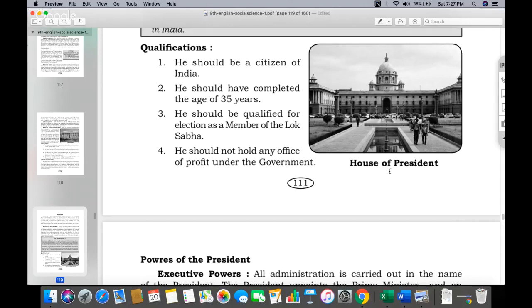So remember: President, 35 years; member of Rajya Sabha, 30 years; member of Lok Sabha, 25 years. The other qualifications are the same, except for the age criteria. The age criterion for Lok Sabha is 25, but the president has to be 35 years of age. He should be qualified for election as a member of Lok Sabha. He should not hold any office of profit under the government. I have already explained what an office of profit is.